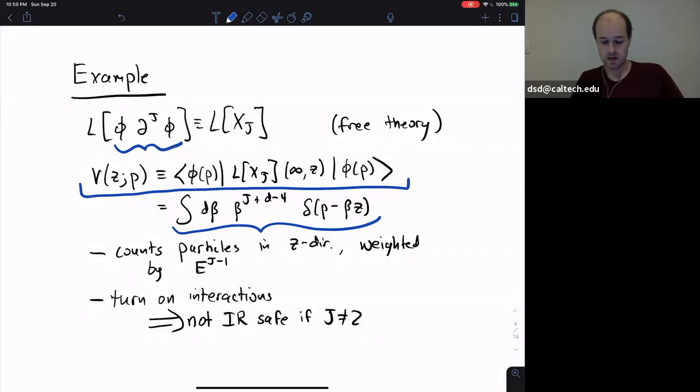But if you turn on interactions and you try to make sense of an operator like this, it doesn't make sense because it's not an IR-safe observable. So the intuitive test for whether something is IR-safe is to imagine a particle propagating out to infinity, and it splits because of some interaction. So it splits off soft radiation, it splits into other particles, and you can ask if the observable you're studying is relatively insensitive to this splitting process.